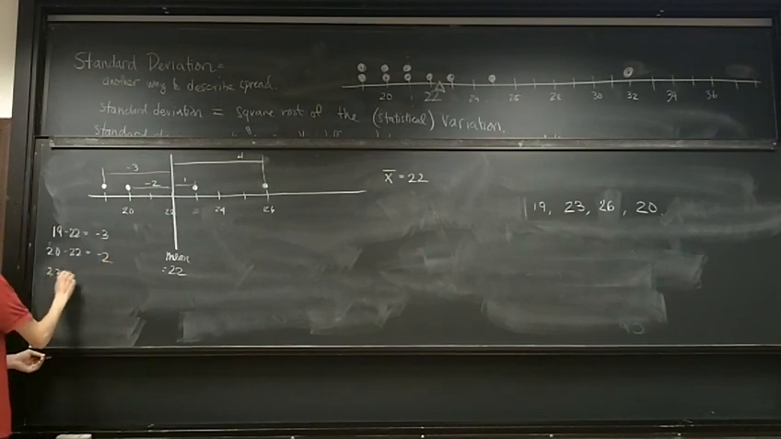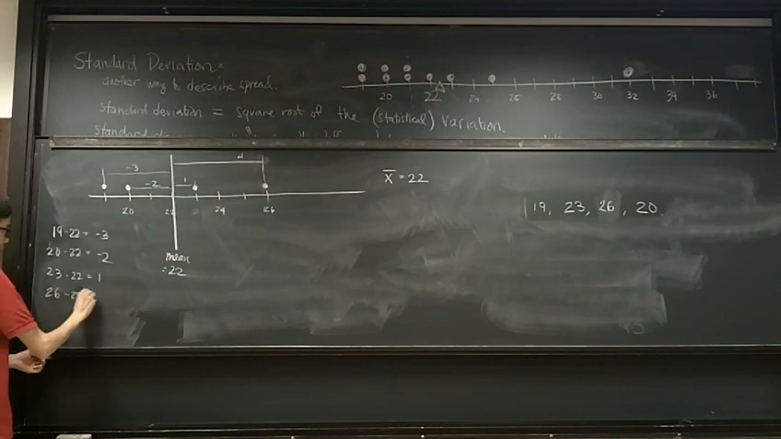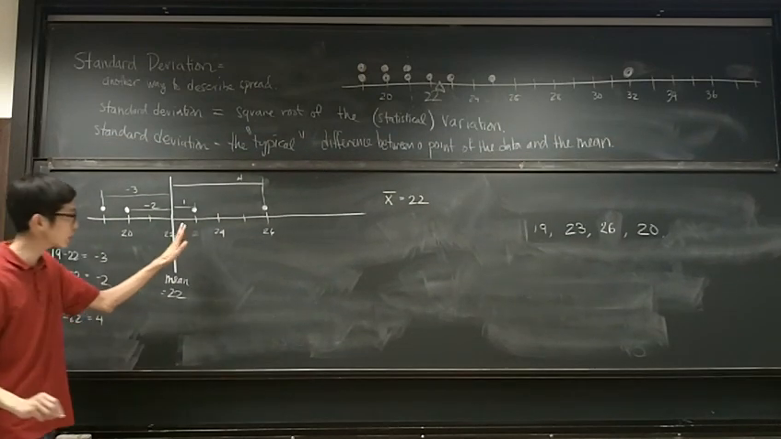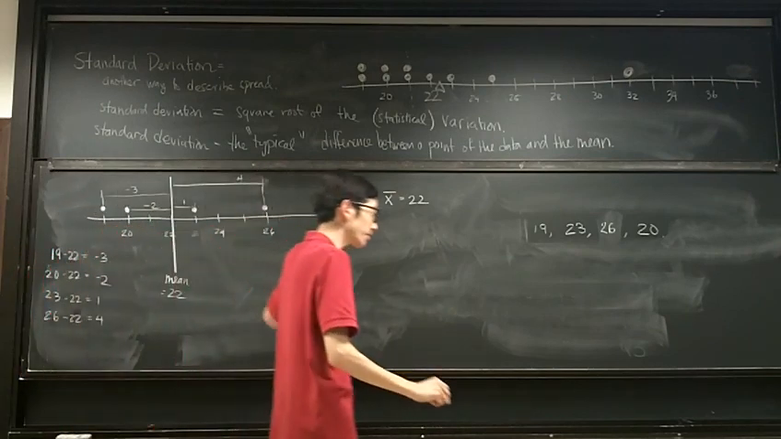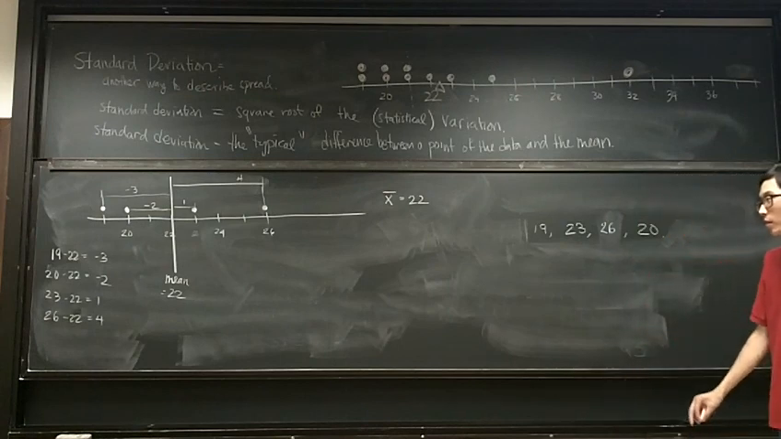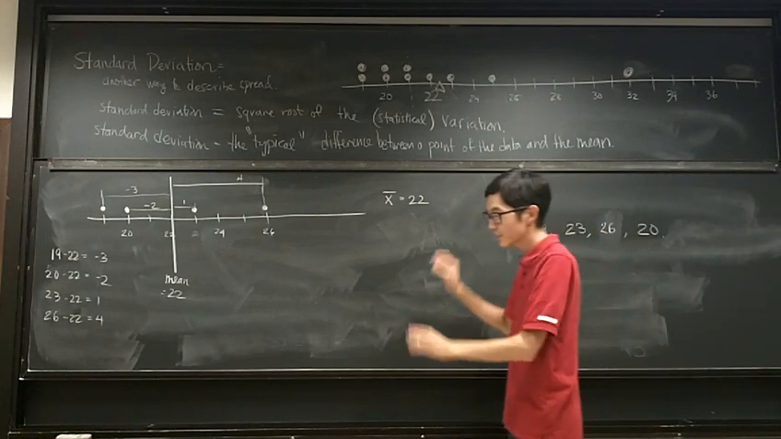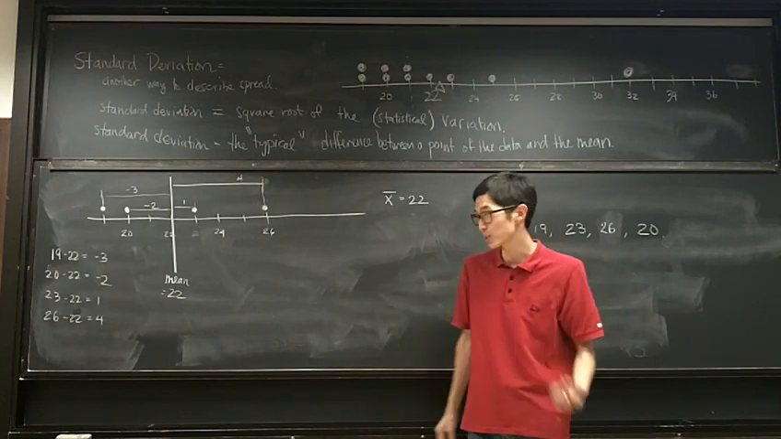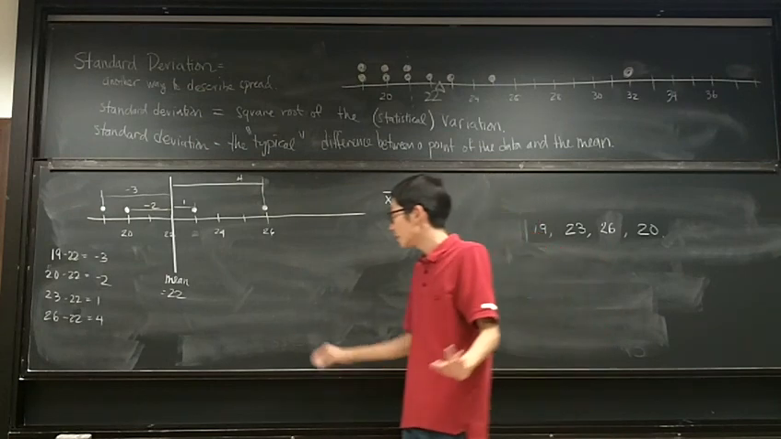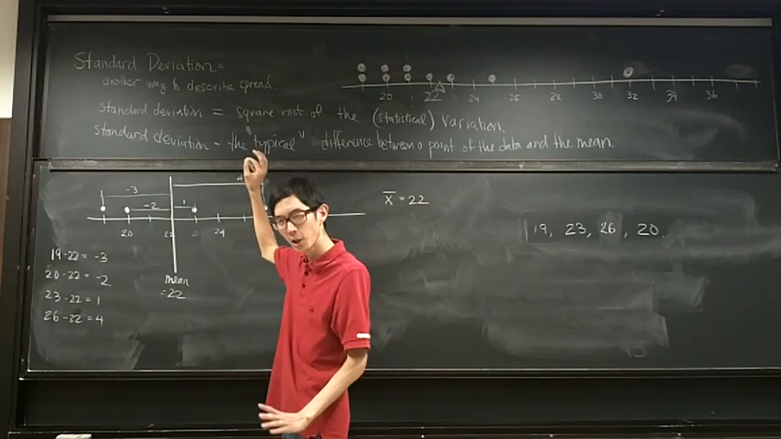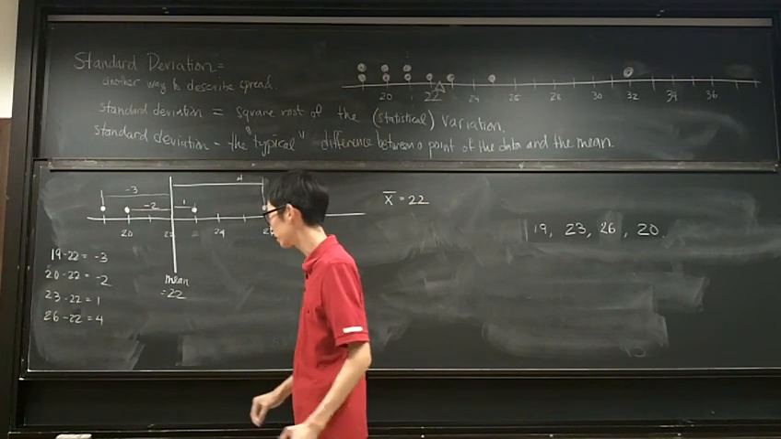I did 23 minus 22 and got 1, and 26 minus 22 and got 4. Okay? Now I'm going to take these differences and square them. Don't ask me why, this is what we've decided. There is an answer. We're trying to minimize the square distance from the mean, but that's okay. We're going to square it, and then take almost the average of the squared distances.